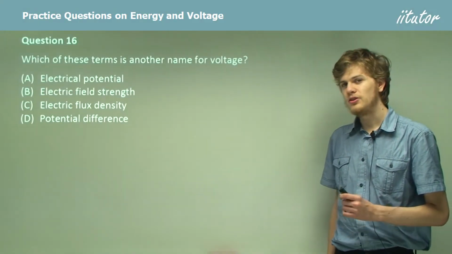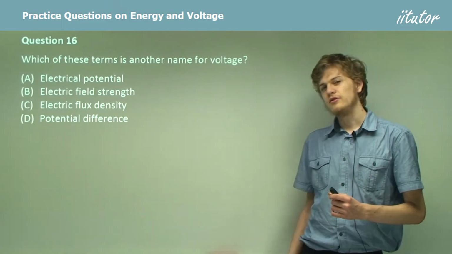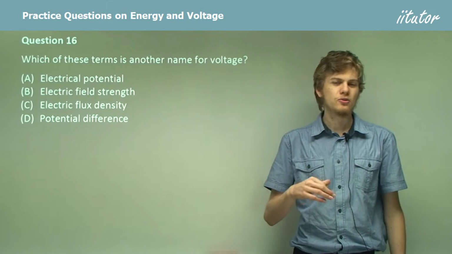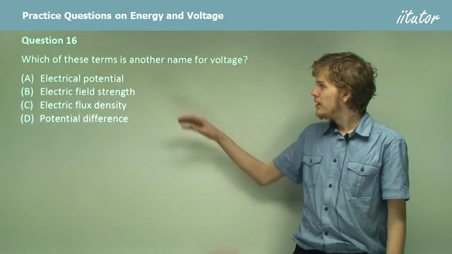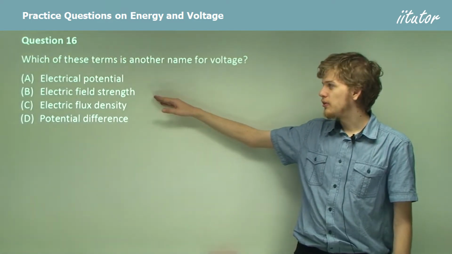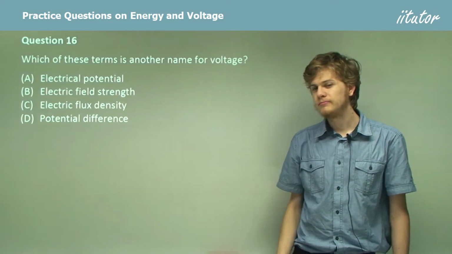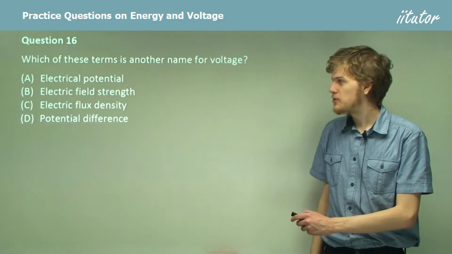Which of these terms is another name for voltage? So remember, the voltage is the height of a hill that a charged particle rolls down. Is it electric potential, electric field strength, electric flux density, or potential difference? Let's go through our options.